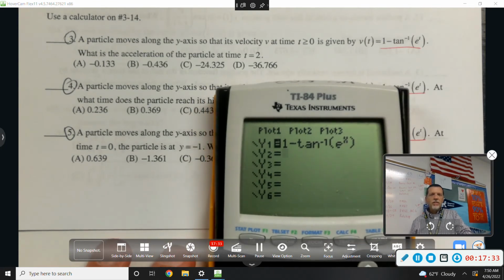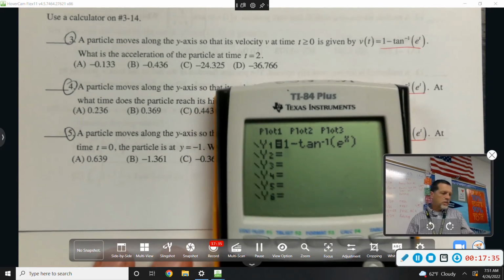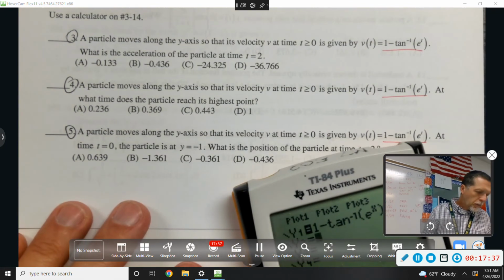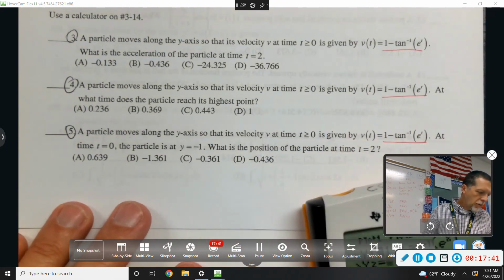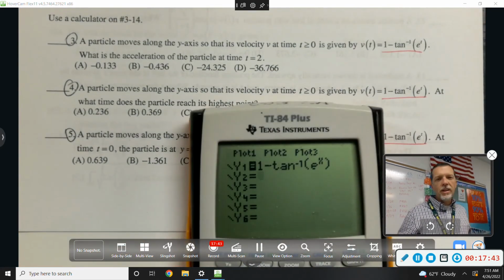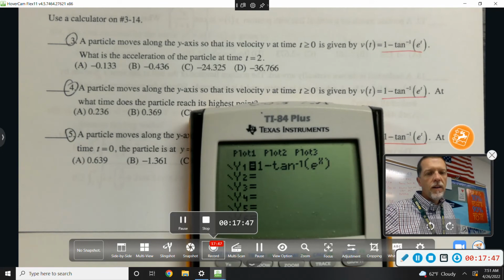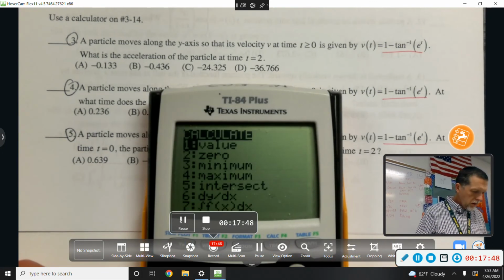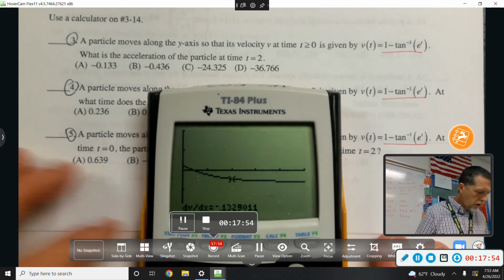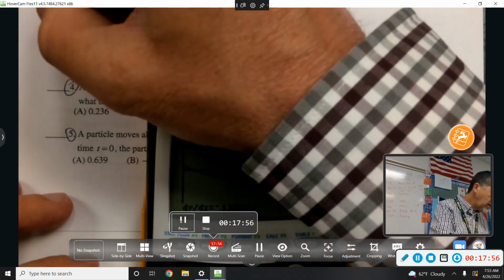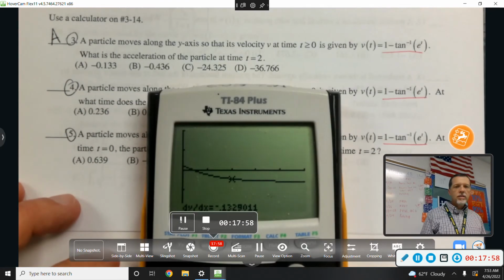t is greater than 0. Acceleration of the particle at time 2. Why don't you try number 3? I bet you can get number 3, and then we'll talk about number 4. So you try number 3. So dy/dx at 2, negative 0.133. Hope your answer choice is there, and it is. So we're good.